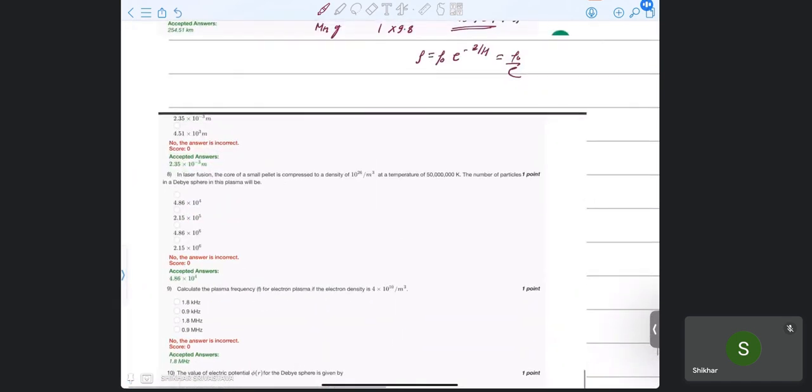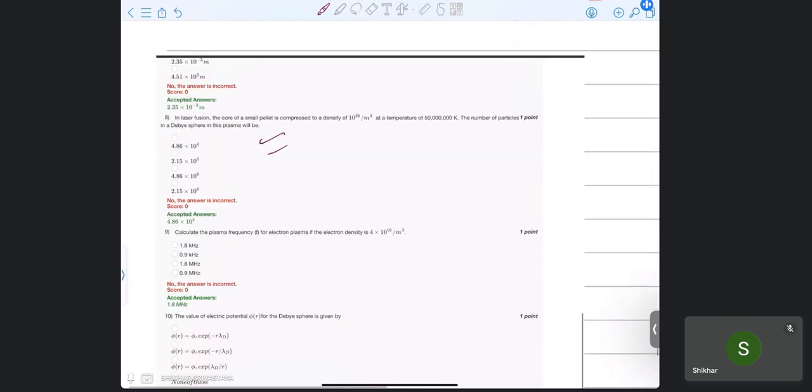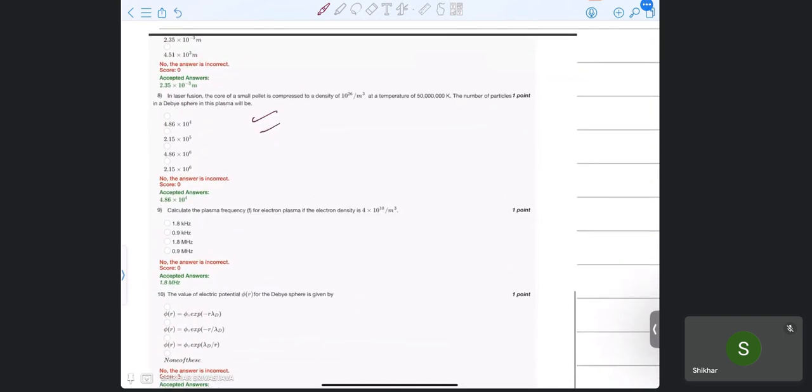Now, the next question. Calculate the plasma frequency for electron plasma if the electron density is 4 into 10 to the power 10. The plasma frequency we already know is given by 9 times the square root of the density. So 9 times the square root of the electron density, 4 into 10 to the power 10, gives 18 into 10 to the power 5 hertz, or 1.8 megahertz. So this is the plasma frequency if the electron density is 4 into 10 to the power 10.